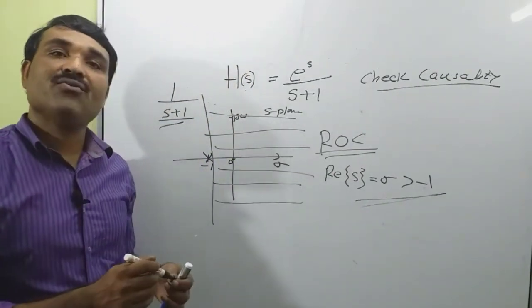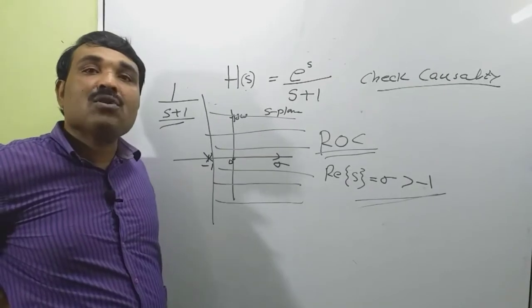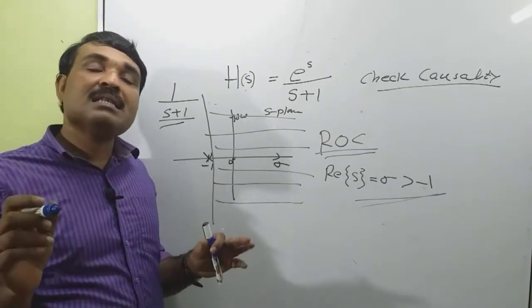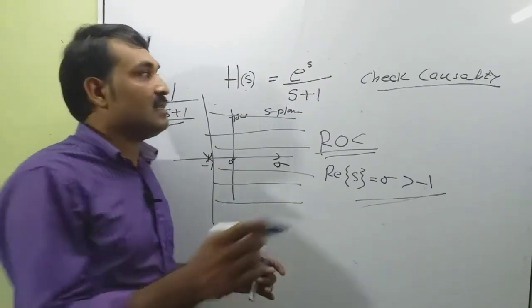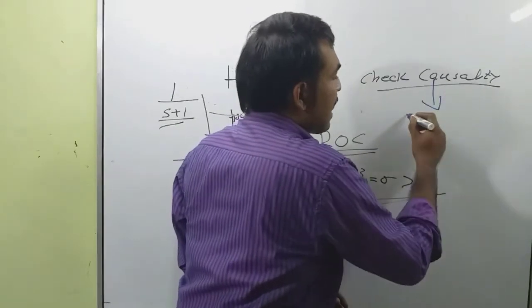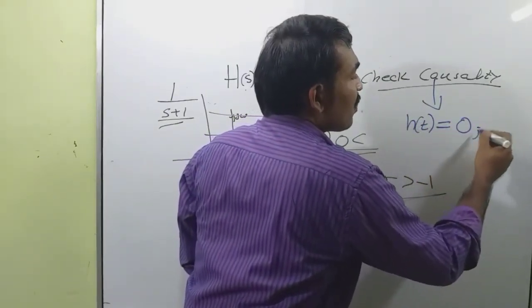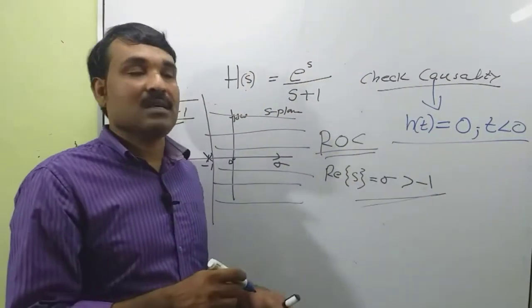This is the region of convergence. But what is the condition for causality? A system is said to be causal if the impulse response h of t is equal to 0 for t less than 0. Causal means h of t is equal to 0 for t less than 0. This is the condition for causality.